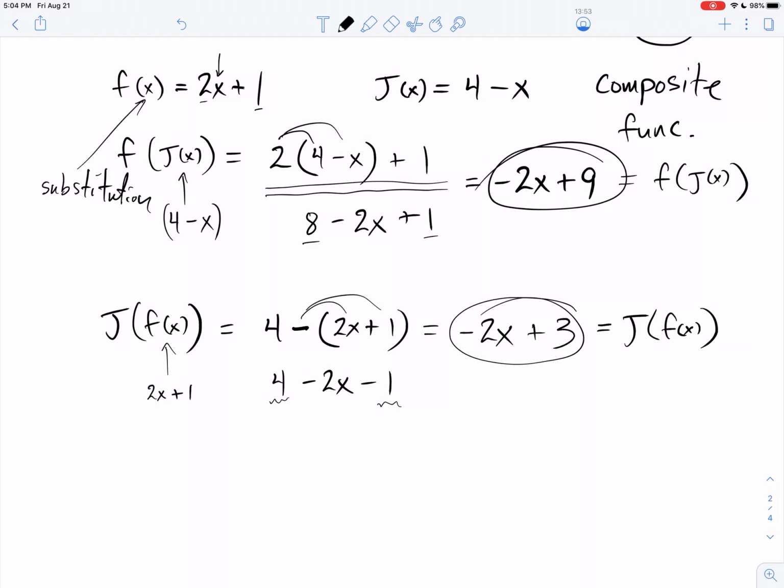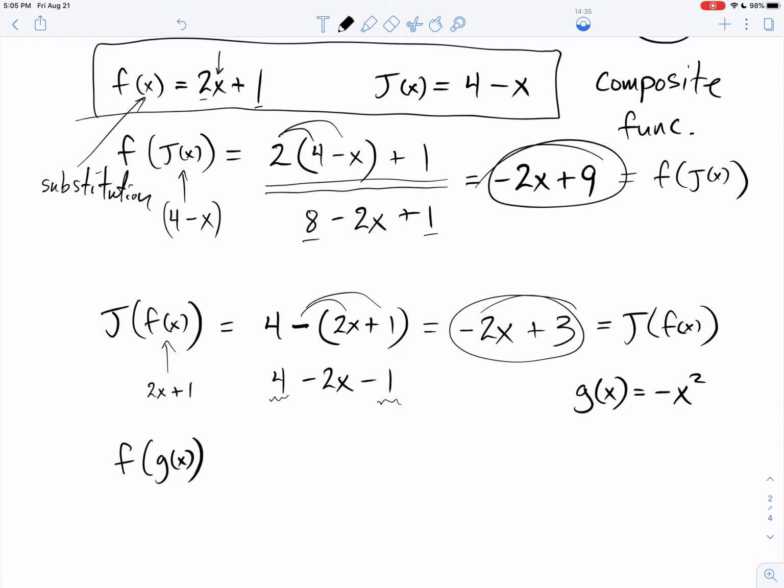Now remember, g of x, I just grabbed that from the top. Oh, where am I going to put it? I'm going to put it right here. G of x, what did it say? It said negative x squared. So if I do f of g of x, remember, this guy, he is just negative x squared. So what is he going to do? He's going to get popped into the slot here. So what does f of g of x look like? Not much. I mean, 2 times this, what do you get? You get negative 2x squared plus 1. That's what f of g of x looks like.